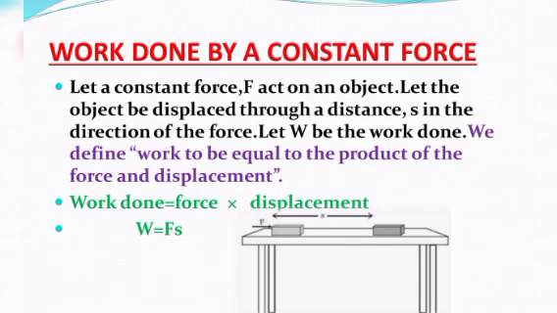And then comes work done by a constant force. How is work defined in science? To understand this, we shall first consider the case when the force is acting in the direction of displacement, okay? Now look at the figure. Let a constant force F act on an object. Let the object be displaced through a distance S in the direction of the force. Let W be the work done. Now, how can we define work here? The work is equal to the product of force and displacement. That is, work done is equal to force into displacement, which is W = F × S.